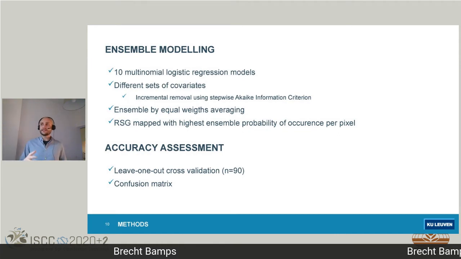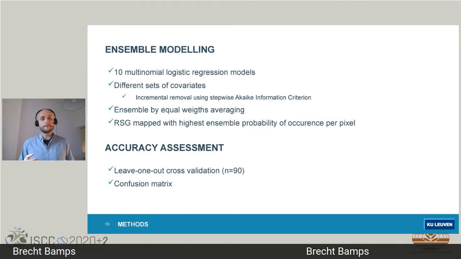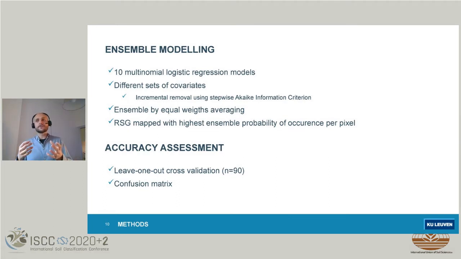So I mentioned that this technique allows you to work with a limited data set, but there are also limits to that use, of course, because not every reference soil group had the same amount of observations, sometimes causing numerical inconsistencies in the model. That's why we opted to create 10 separate base models with different sets of covariates, and then later combine them in an ensemble soil map by equal weights averaging, which allows you to deal with some of those issues. And then finally, of course, comes the accuracy assessment.